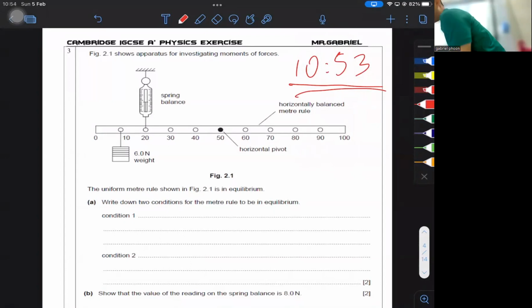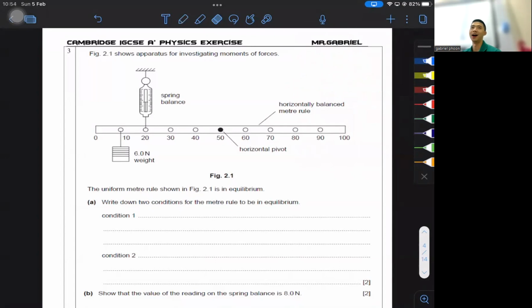Listen up. I've said this multiple times in class, guys. This is a standard question with a standard answer. The only two conditions for anything to be in equilibrium: first, there is no resultant moment. For example, if you imagine a seesaw, it will balance in the middle because the anti-clockwise moment is balanced off by the clockwise moment. That's the first condition.